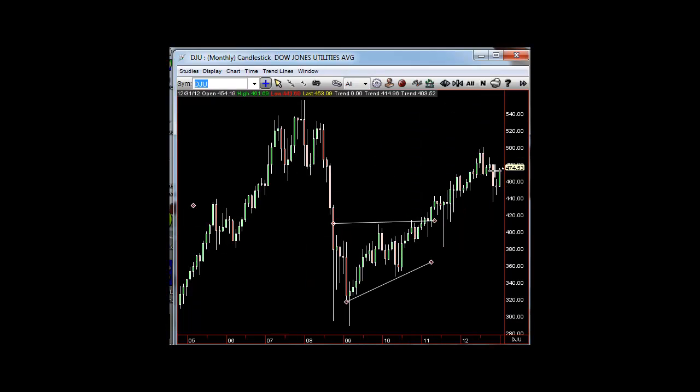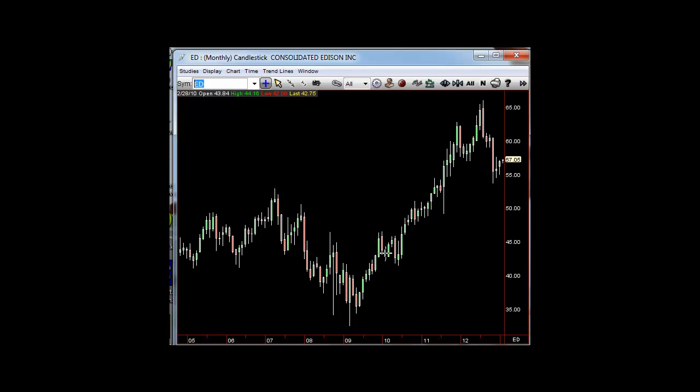Right now, just going to see if there's any follow-through after the inside month and back up. We've got ED here, inside month. Consolidated Edison still didn't come up. Potential monthly here.